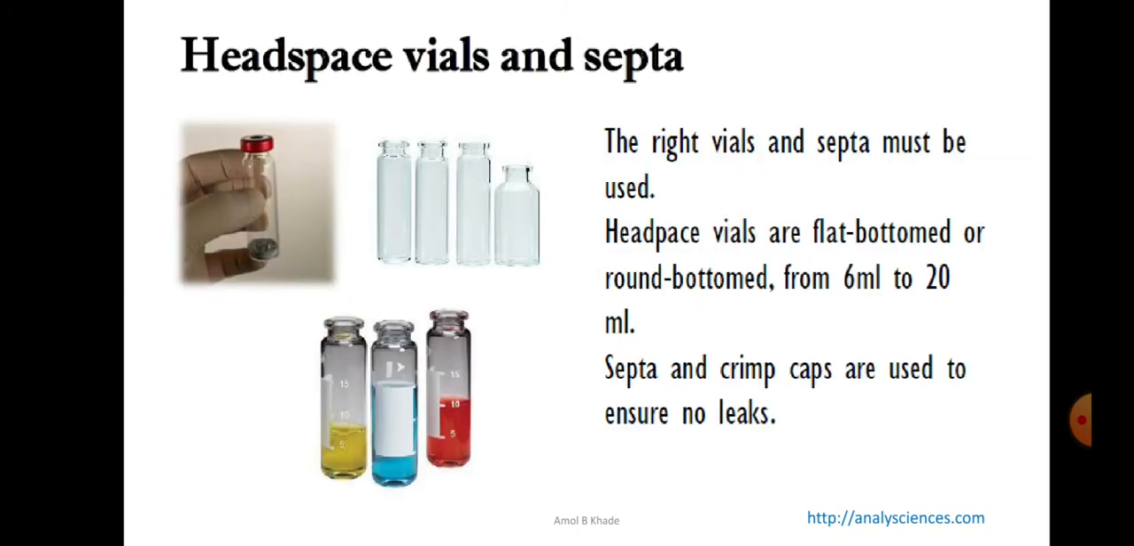So these are the different headspace vials and septa. Based on the sample volume, you can have various kinds of dimensions of headspace vials, and you can see here the sample is put only to the half portion usually, and the remaining is a headspace where it is occupying our volatile sample.